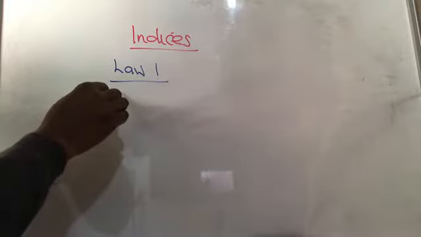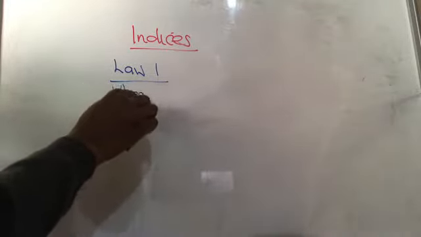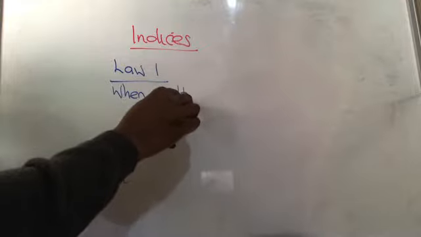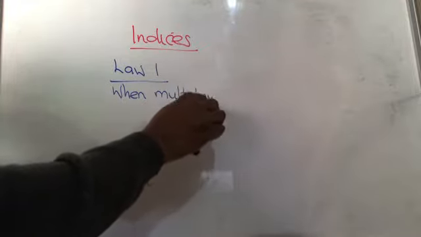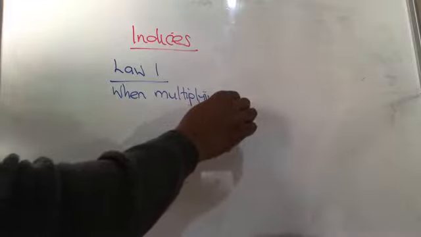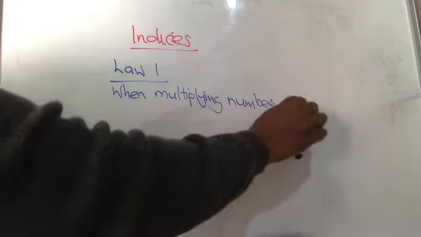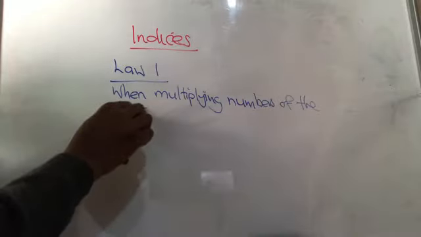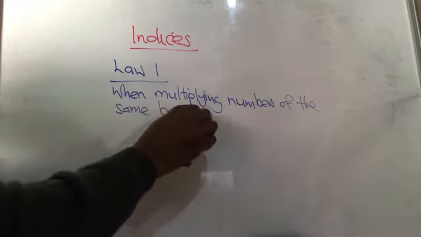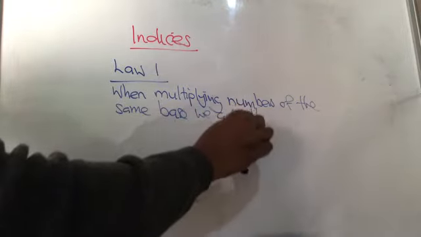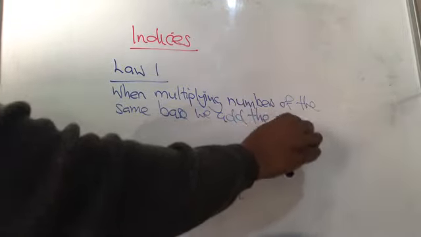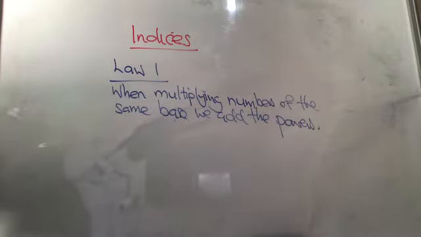It states that when multiplying numbers of the same base, we add the powers. So when we are multiplying numbers of the same base, we add the powers. Let's hope the spellings are correct there on multiplication and add.